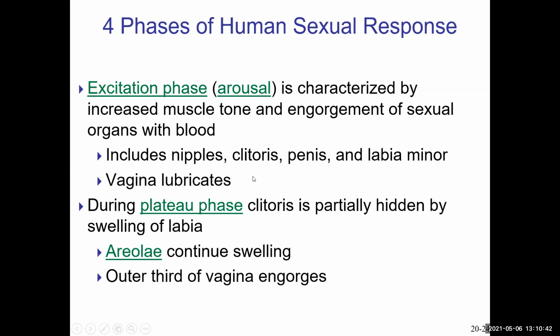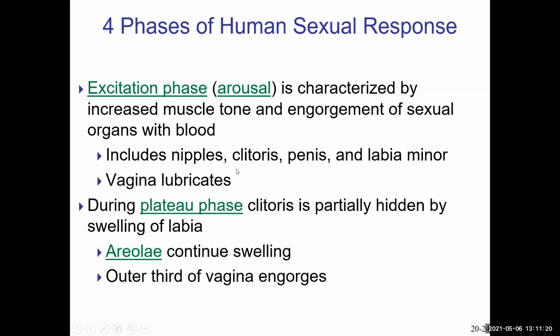So the excitation phase follows parasympathetic stimulation. When you have sensory input like visual, tactile, touching, hearing, all kinds of external stimulation, they activate the parasympathetic nervous system. Then parasympathetic nervous system activation brings about all these changes in both male and female. Certain features pertain to female, certain features pertain to male.